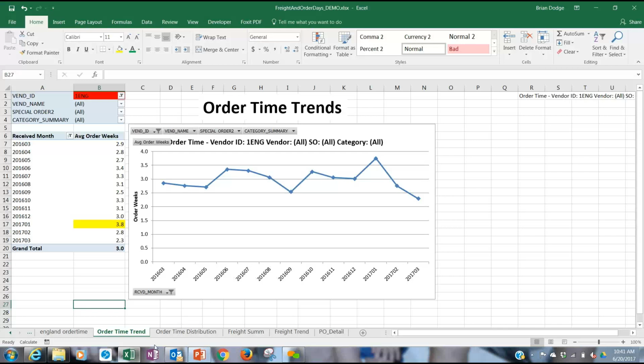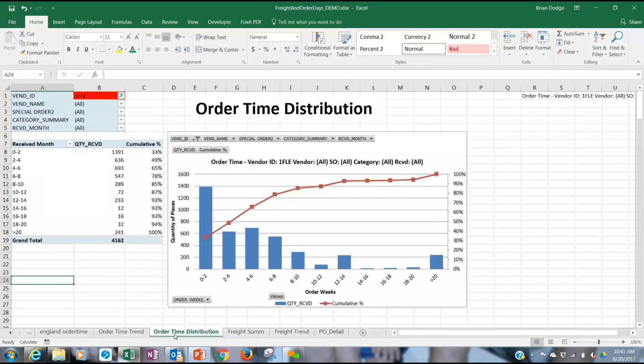Okay. The next one is the order time distribution. In this case, we're looking at the FlexSteel vendor. If we look at the chart on the right, the blue bar represents the quantity of pieces. Again, we're looking back at the full 12 months. So, for example, 1,391 total pieces have come in within a period of 2 weeks, 636 between 2 and 4 weeks, etc.